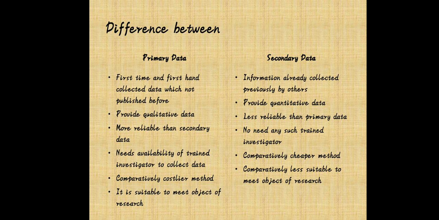Then, it is suitable to meet the object of research. Definitely, primary data collection is done by the researcher when he knows that the research work needs the preference of primary data collection, but it is not a burden or compulsion for secondary data. Comparatively less suitable to meet the object of research, that is the characteristic of secondary data.